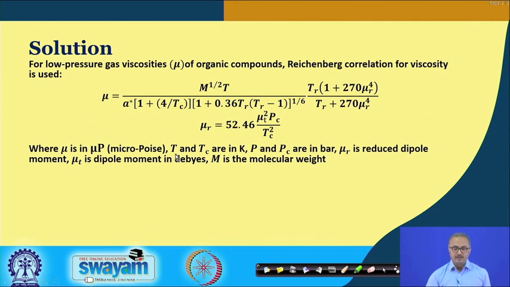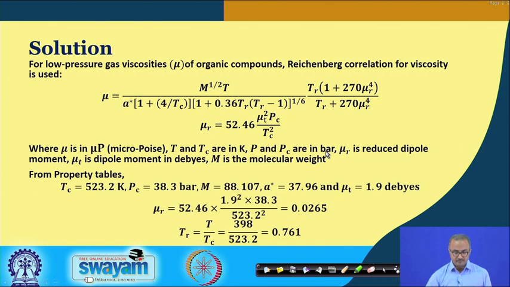So, the temperatures have to be in Kelvin, and pressures, if there are any, are in bar. Now, we look into the property tables from those sources and we get all these values for the particular component. And now it is a simple job. Once you find these values, you simply plug them into these particular equations and you will get the values of mu r and T r.